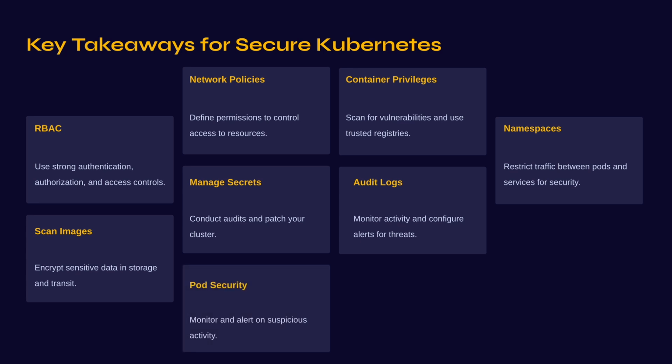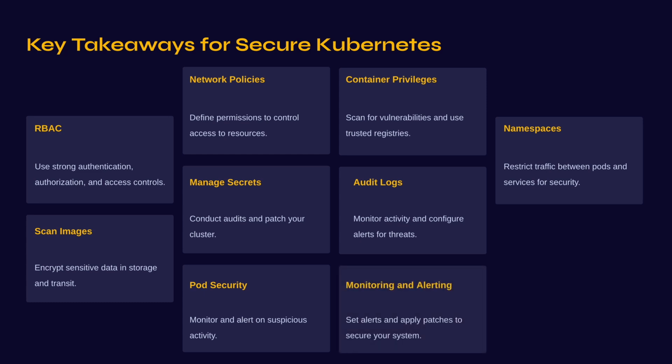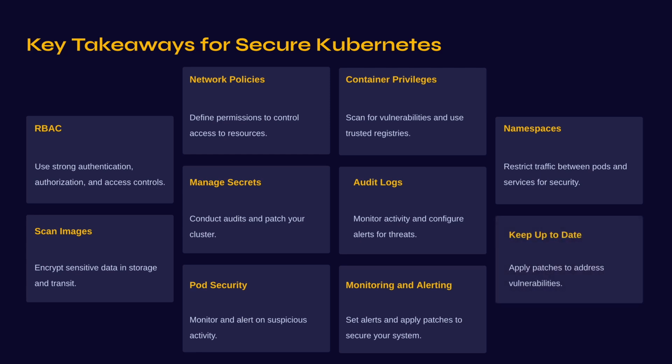Pod security. Apply security context to manage pod behavior and limit risks. Every little setting counts. Monitoring and alerting, continuously track your cluster's health and be ready to act fast if something looks off. And finally, keep up to date. Regularly apply patches and updates to stay protected against new threats. This is one of the easiest ways to keep your environment secure. By following these best practices, you're building a secure, resilient Kubernetes environment that's ready for anything.